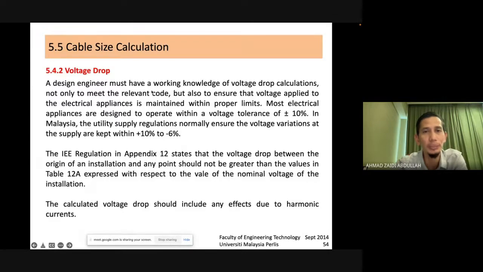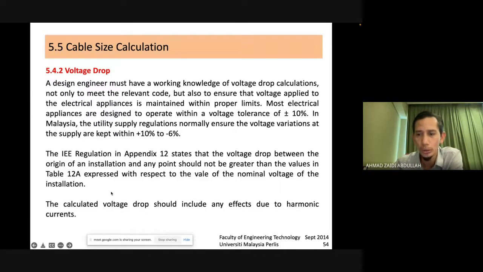The design engineer must have working knowledge of voltage drop calculation, not only to meet the relevant code, but also to ensure that the voltage applied to the electrical appliance is maintained within proper limits. Most electrical appliances are designed to operate within a voltage tolerance of plus minus 10%. Malaysia utility supply regulation normally ensures the voltage variation at supply is kept within plus 10, minus 6%. The IEE regulation in Appendix 12 states that the voltage drop between the origin of the installation and any point should not be greater than a value in table 12.